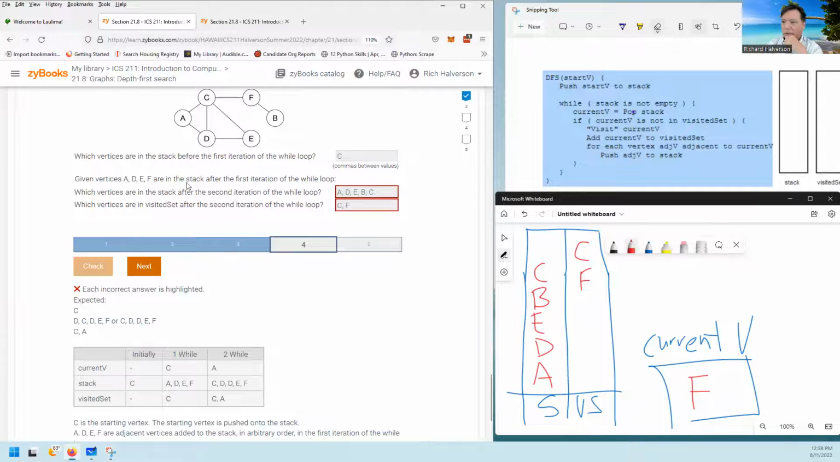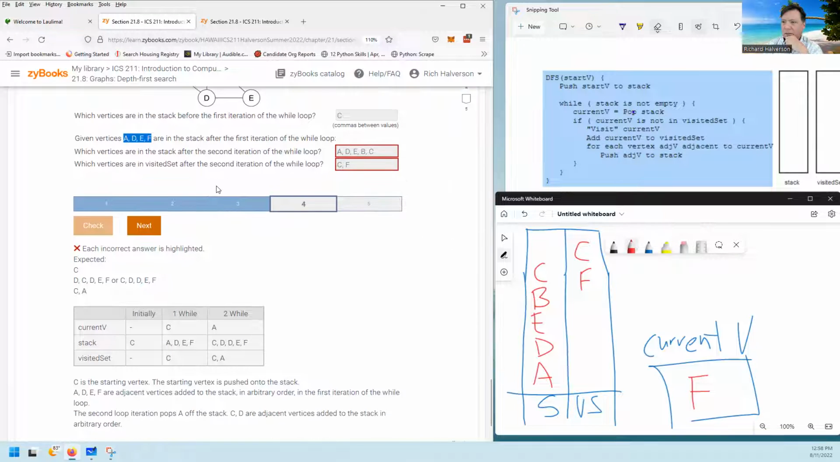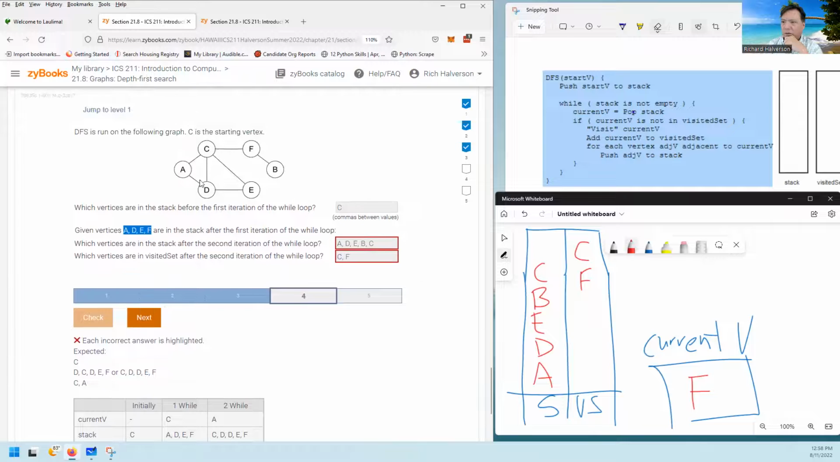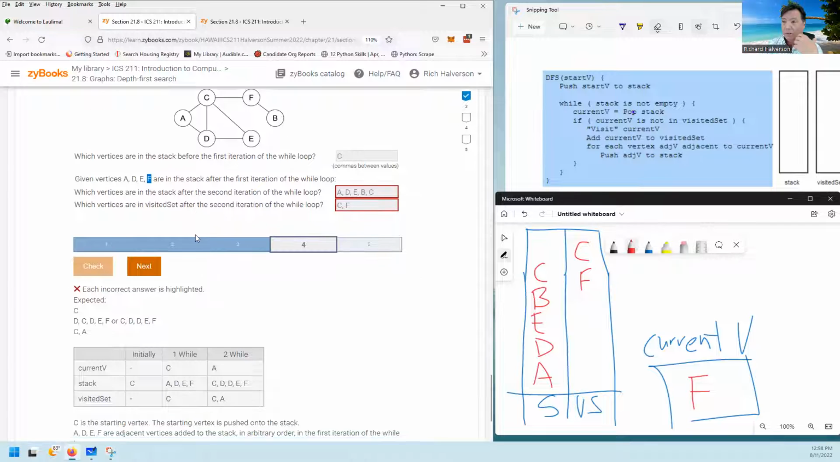The problem is that I thought if these were in the stack, does it say something about alphabetical or anything? No. If these were in the stack, I thought that since this looks like the last one listed in the stack, this would be the first one pulled out of the stack. And it wasn't. It pulled out A first.